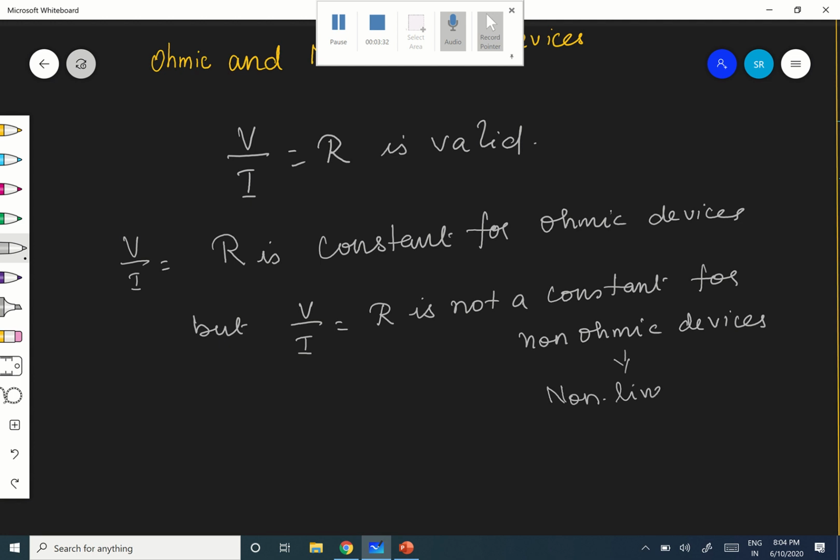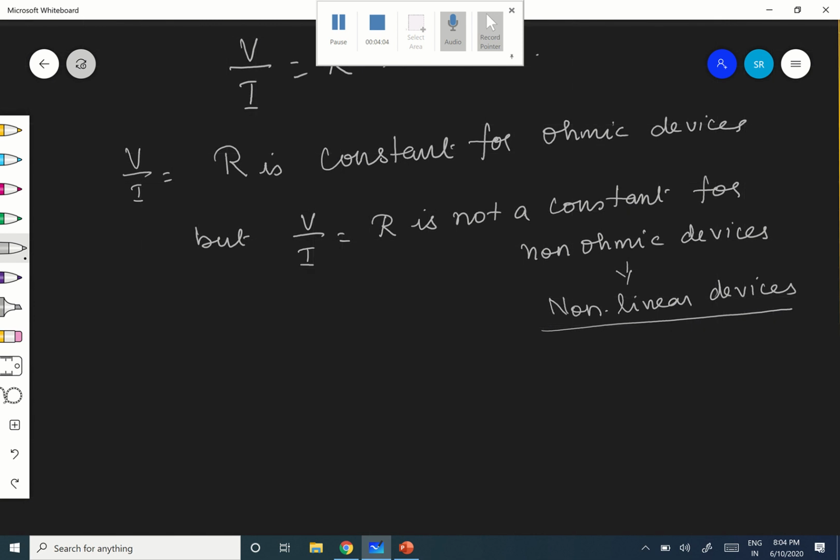Why are they called non-linear devices? Because if you plot a graph between V and I, if it is a straight line, then Ohm's law is obeyed, because V is proportional to I. If you plot a graph between V and I for conductors, definitely it will be a straight line. Therefore they are linear devices. But if the graph between V and I is not a straight line, you can say that they are non-ohmic or non-linear devices. Are you following? I'll give you some examples.